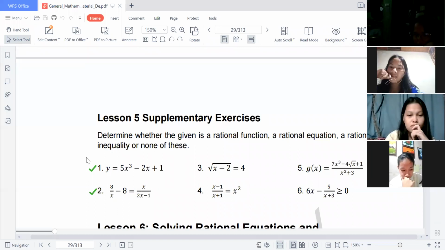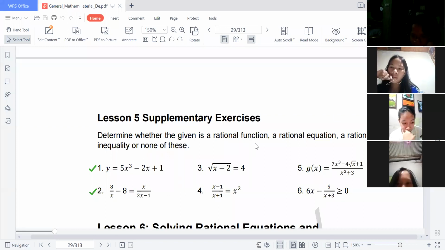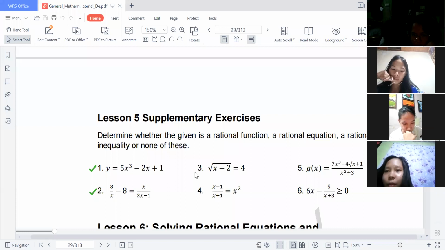Number 3, can I ask Michelle Lu Dadoli? None of this. Okay, why none of this? Anong dili sa rational function? Anong dili sa rational inequality? Anong dili sa rational equation? How many variables are involved? Anyone? One, sir. Isa ra, so dili na sa function. Dili po sa inequality kay wala man sa inequality.